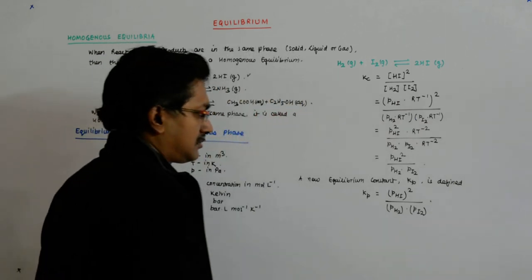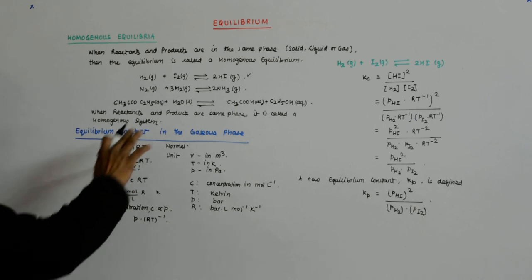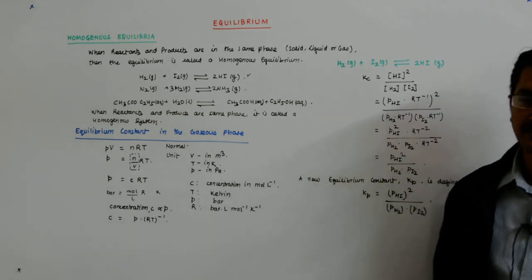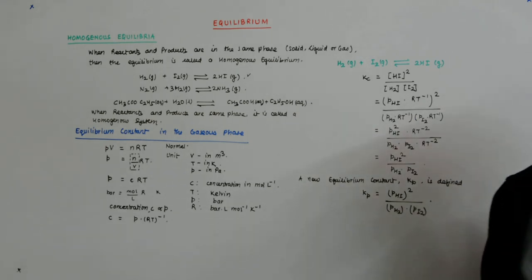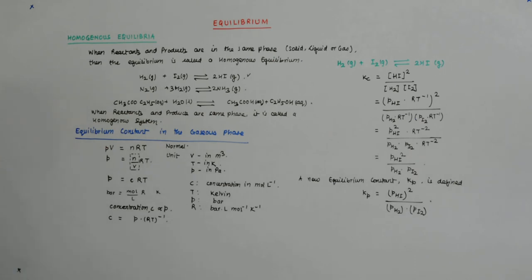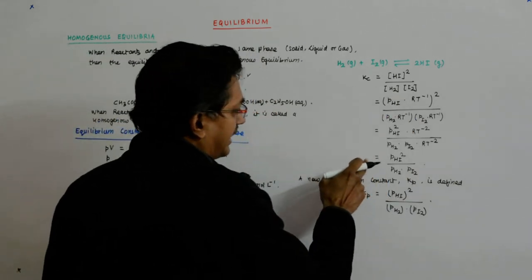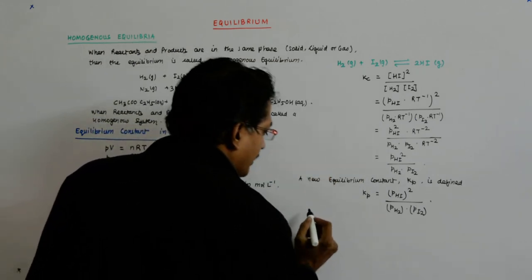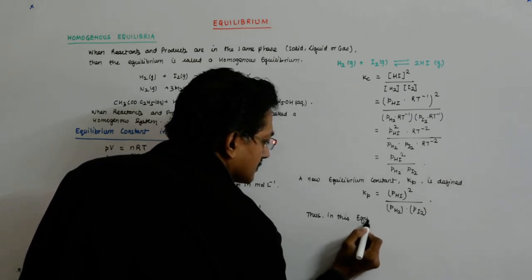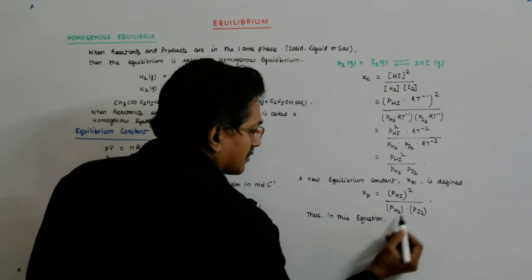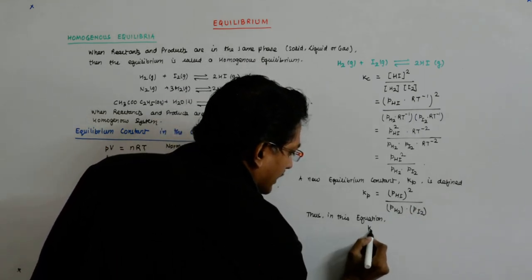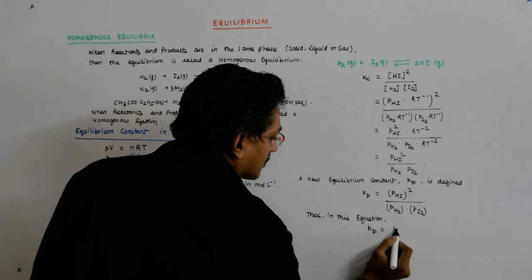What if it's a different equation and the stoichiometric constants are different? Then they'll follow the same thing, the same way. If RT won't cancel, then it'll stay there. And that is the point where Kp and Kc will be different. So Kc is this, and we have defined this as Kp. In this equation, Kp is equal to Kc.